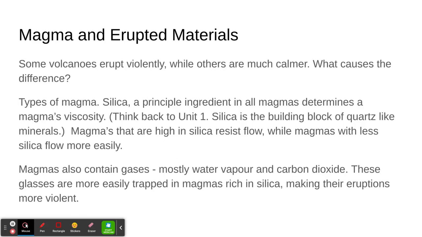On top of that, magmas also contain gases. Most of this is in the form of water vapor and carbon dioxide. These gases are trapped in tiny bubbles when the magma is rich in silica. And that means that they erupt a lot more violently.